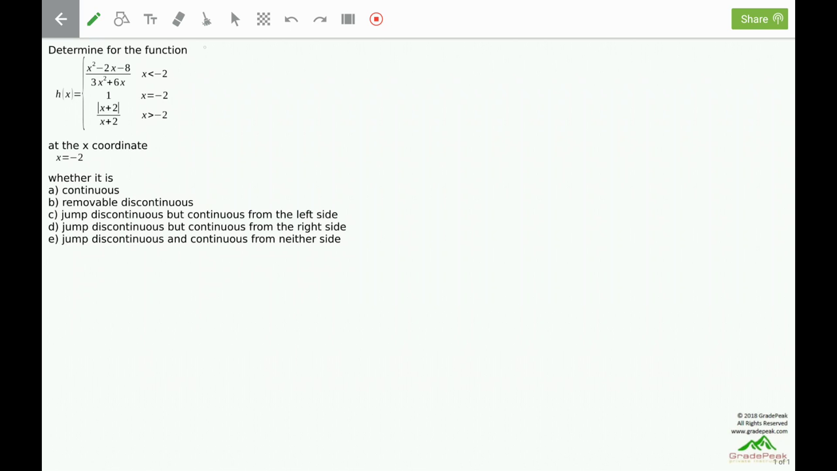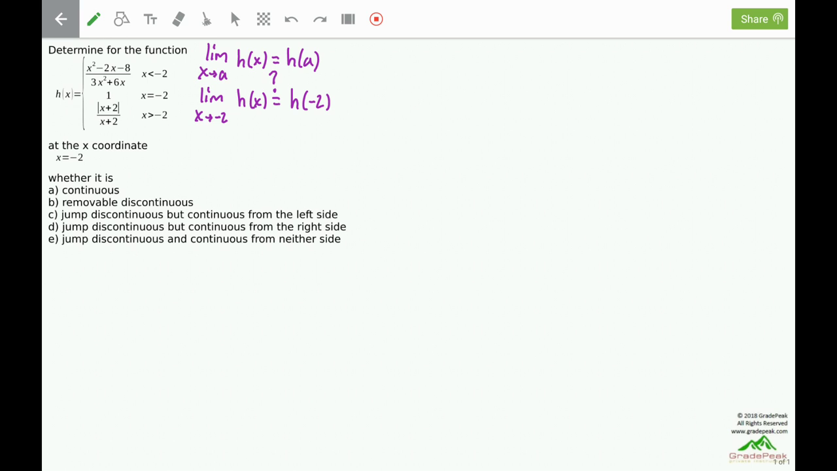The first thing to do is write down the definition of what it means to be continuous, and that will be the limit as x approaches a from both sides of h of x equals h of a. For this problem, we're looking at the x-coordinate of x equals negative 2. So we can write it down specific to this problem. Limit as x approaches negative 2 from both sides of h of x equals h of negative 2. We don't know this is true yet. Let's put a question mark above it. But if it is true, that's the result needed to be continuous.